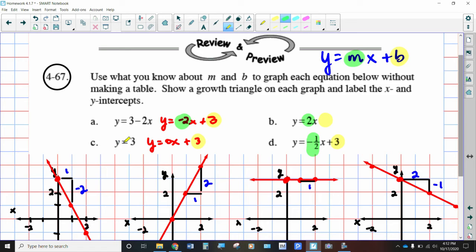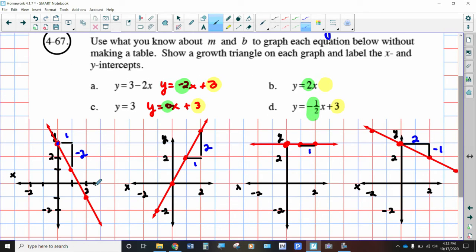And here, because it's y equals 3, that meant that the growth rate, whatever you multiply times x, was equal to 0, because it always zeroes out and y is always equal to 3 no matter what. Okay, so what do I notice about the first equation? It starts at 3, where y is equal to 3, and it goes down 2 for every time x increases by 1. So we can get 3 points on there.